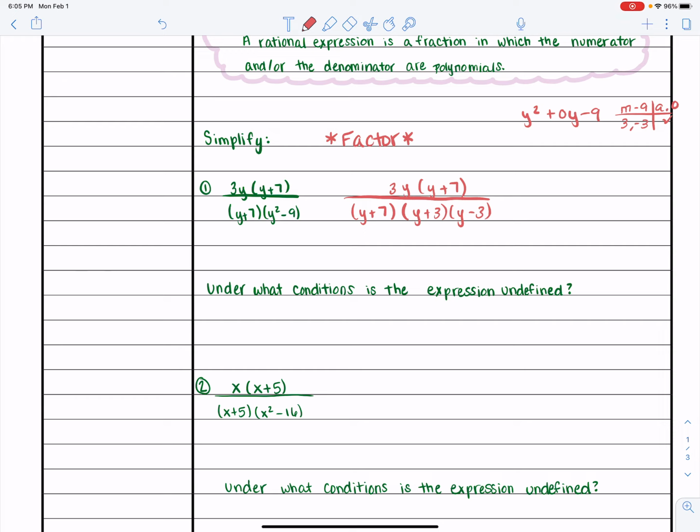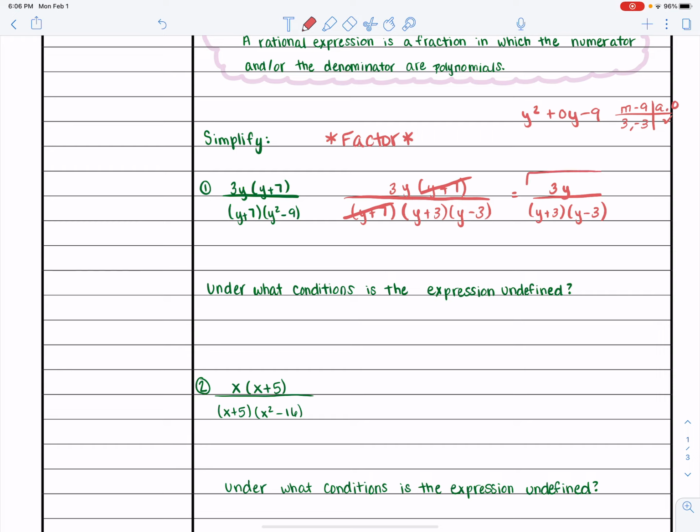Okay, now that everything is as factored as it can be, I can look for factors that are the same. If you have the same factor in the top and bottom, then you can cancel them out because everything's being multiplied. So I can take the y + 7 on top and cancel it with the y + 7 on the bottom. But nothing else can simplify out. So I still have 3y on top, and I have a y + 3 and a y minus 3 in the denominator.